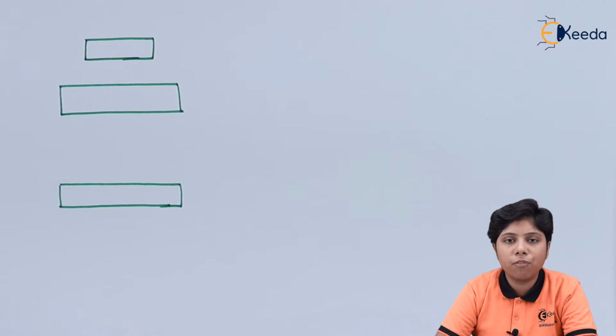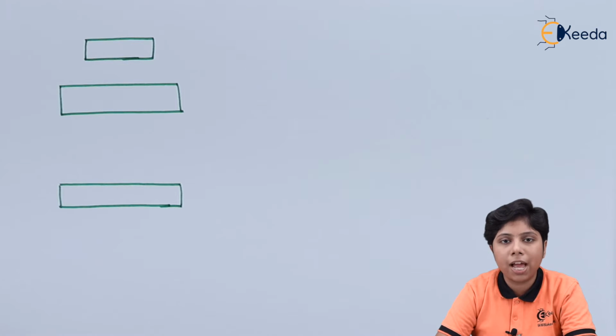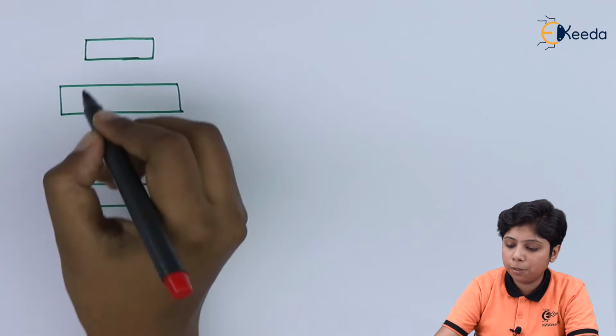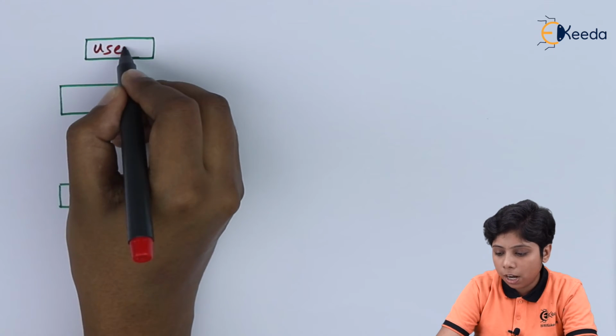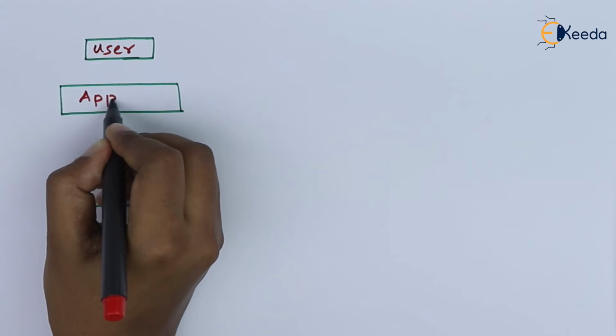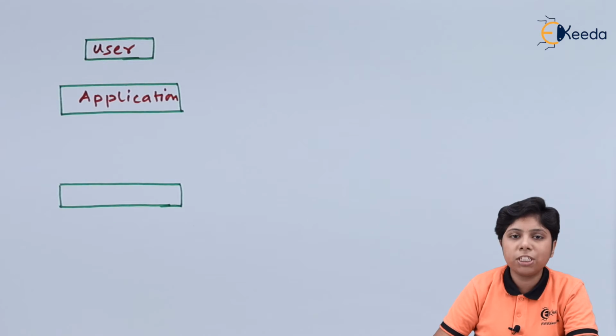In a client and server architecture, in a two-tier one, we have two tiers of client and server. The client has a user and an application which will interact with the database over the network, and the database system is residing on the server. So here, the user and the application together are known as a client.